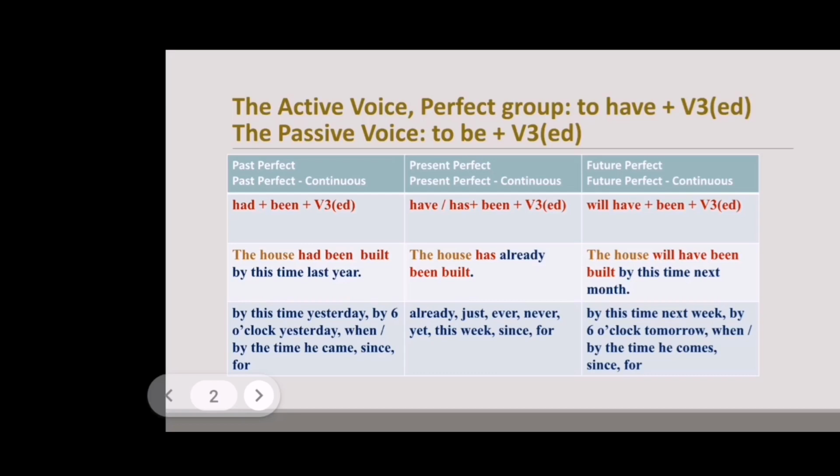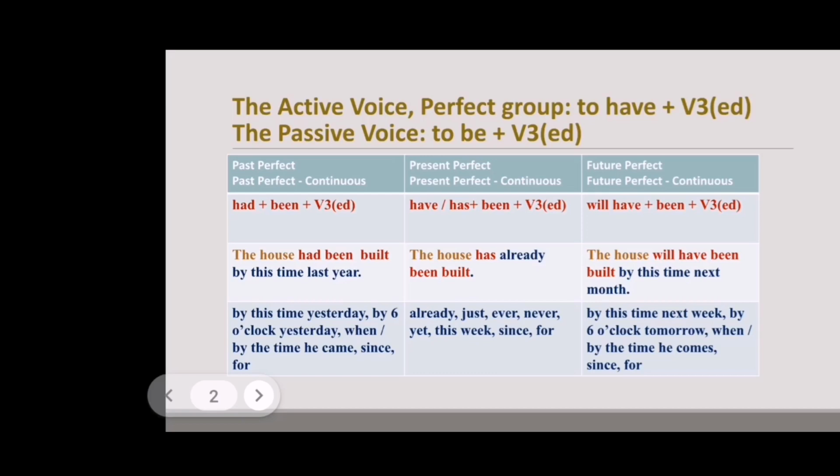Let's again try to unite these 2 structures into one. For past perfect, have in past it is had, be in the third form it is been, and the third form of the main verb, had been plus the third form. The example: the house had been built by this time last year. We should state the moment in the past, and in this case we use the preposition by, because perfect it is also always about result.